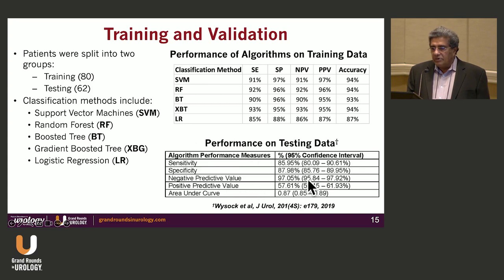And here is the performance on the testing data set. As we can see, this is also fairly good results. The area under the curve is 0.87, and the sensitivity is 86%, etc. So this is a physical AI model.